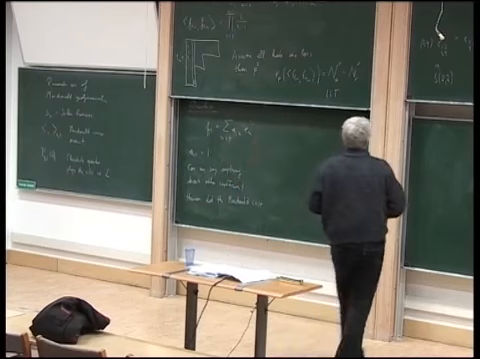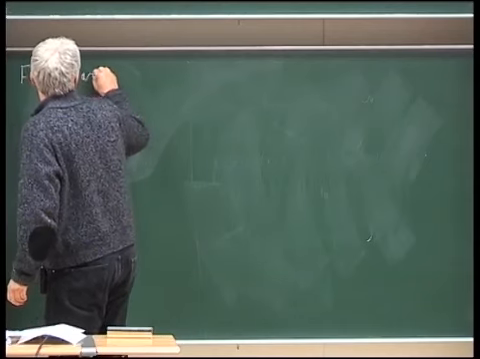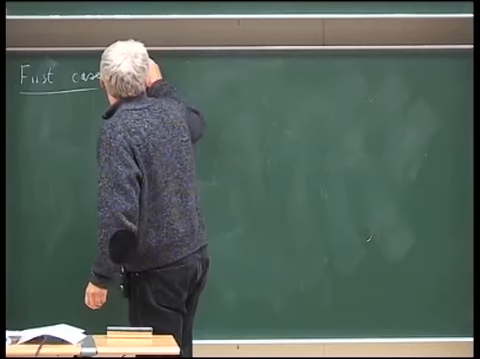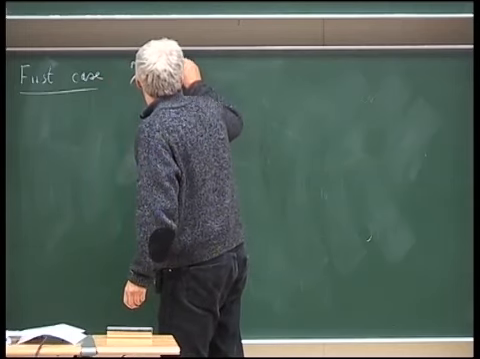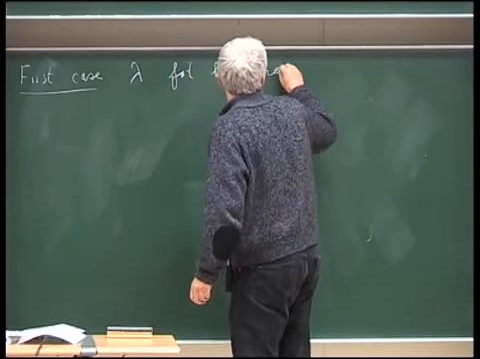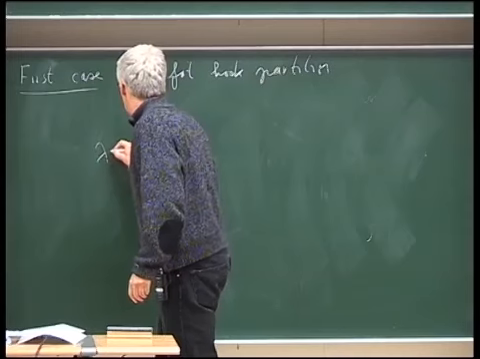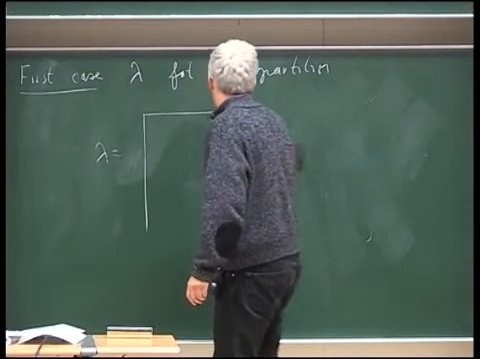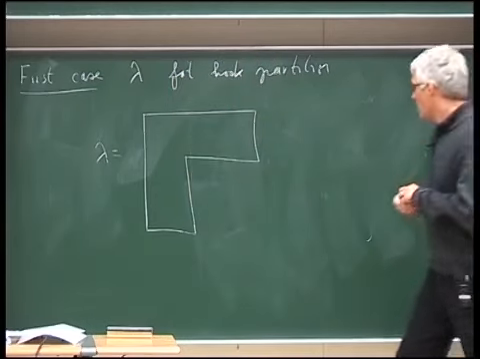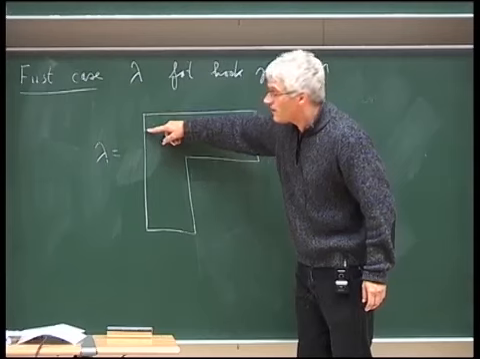So I'll first consider what I call a fat hook partition. Lambda, fat hook partition. So lambda is something of this form. T_lambda once again is the tableau that has 1 there, 2 there, and so on and so forth.